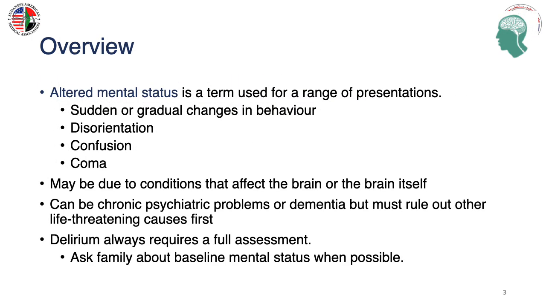Altered mental status is a term used for a range of presentations: sudden or gradual change in behavior, disorientation, confusion, irritability, stupor, coma. It could be due to conditions that arise from the brain itself, like bleeding inside the brain or brain abscess or tumor, or from conditions affecting the brain like hypoxia, hypoperfusion, hypoglycemia. It can be a chronic psychiatric problem or dementia, but we must rule out life-threatening causes first. Delirium always requires full assessment, and definitely you need to ask a family member or a friend about the baseline mental status.